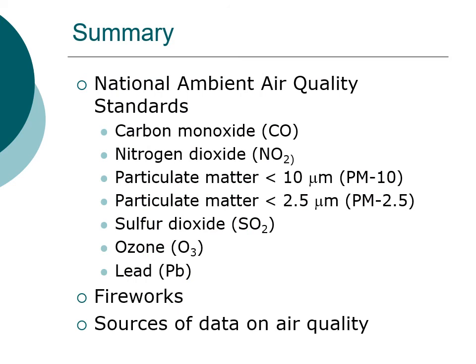So in summary, the National Ambient Air Quality Standards are used in the US to regulate the six pollutants that are shown here. Most other countries have similar standards and similar sets of regulations for these pollutants. We've seen that fireworks can release a wide variety of different pollutants, from metals to various organics to pollutants like NOx and SO2. We also looked at a number of sources of data on air quality, how you may be able to use that data, the advantages and disadvantages of some of the data sources, and all of this information is readily available to you to help you prepare the policy brief on the effect of commercial grade fireworks on air quality and human health.